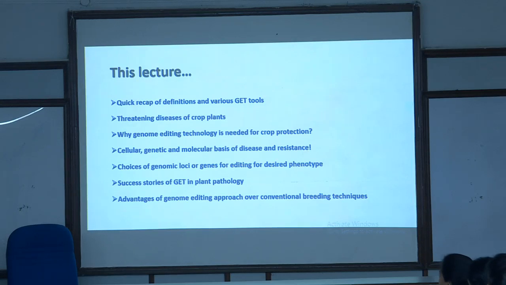So you should know what is the basis of susceptibility, which eventually culminates in a phenotype, what is called as symptoms. And you also should know what is the basis of resistance, which is the most accepted or most desired trait in agriculture, because if the crop is resistant to pathogens, then definitely you can secure the so-called food security. And the choices of genomic loci or genes for editing that may lead to the desired phenotype. So in this case, no disease is the situation we really want by doing all editing technologies.